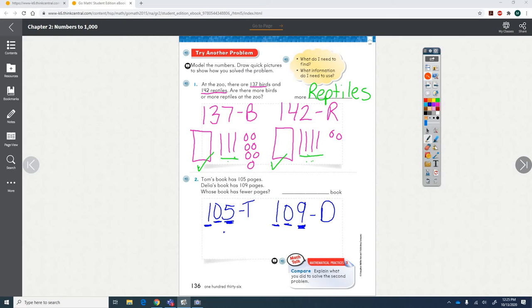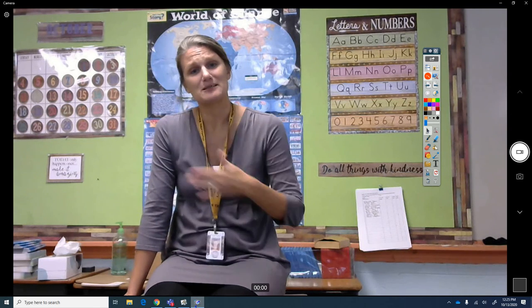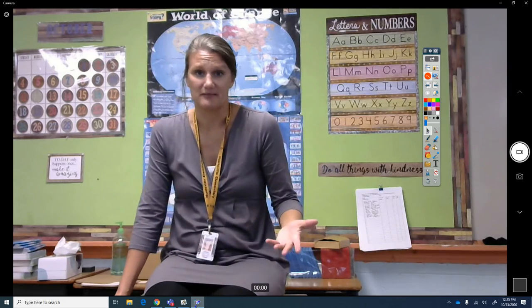Yeah, it's Tom's with just 5, which is smaller. So we'd be able to write Tom's book on this one because Tom has fewer pages. No, it's not going to be that bad. It's just comparing numbers, and we talked about how important that was.